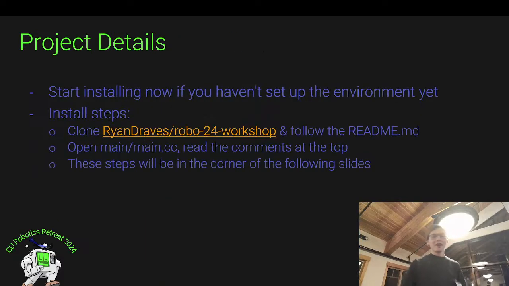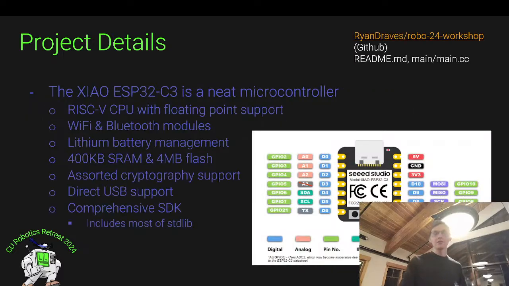Okay, some initial project details. It does take a while to download and install all of these things, so if you want to get started on this in the background while I present, feel free. This will be in the corner of the following slides, so I'm going to continue and you don't have to worry about missing these. But if you go to GitHub and find my repository at my name, Robo24Workshop, and read the README, that'll tell you how to install things, and build and flash the firmware for the system. Then if you open up the main.cc file, you can read the comments at the top and get started on the project. It'll be outlined in more detail in that location.